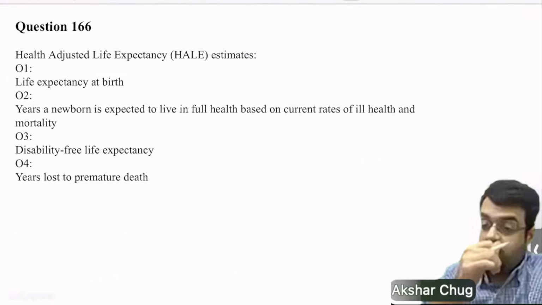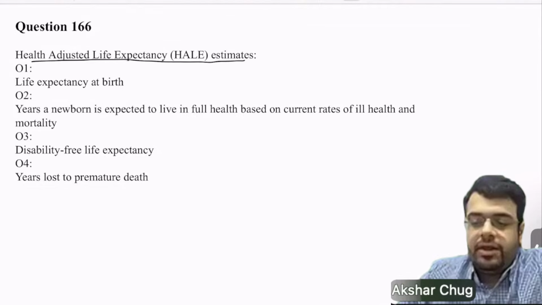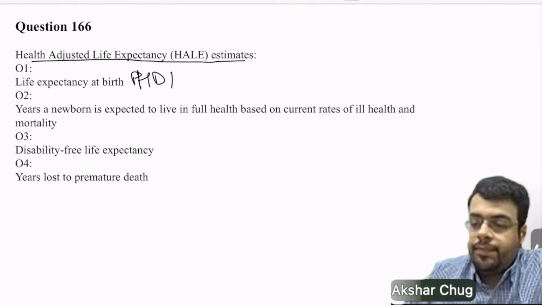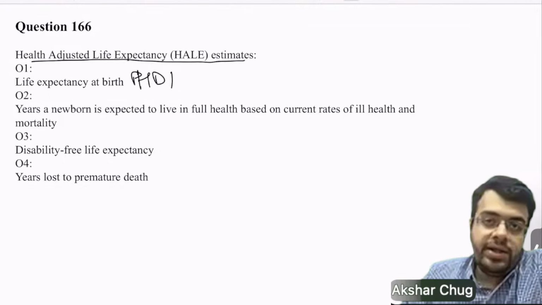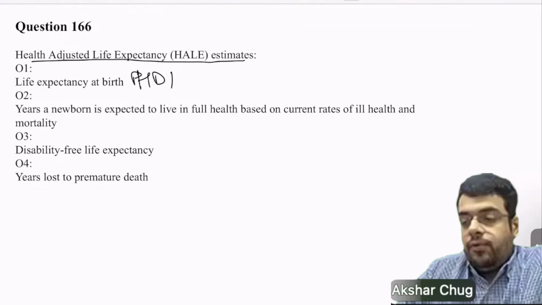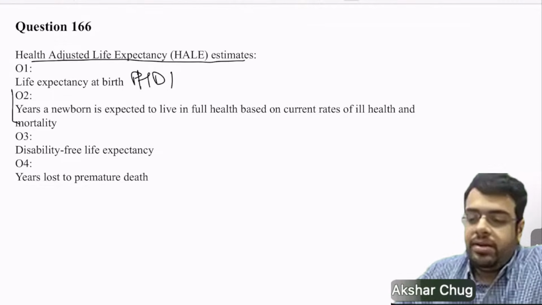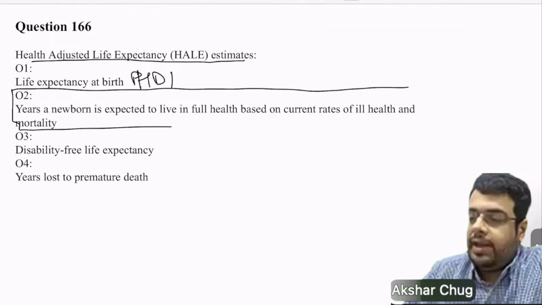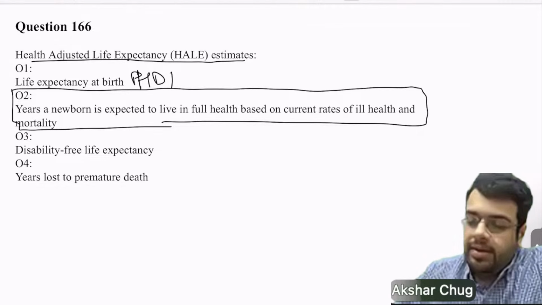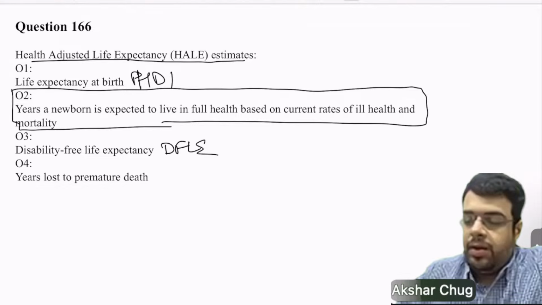Question 166, health adjusted life expectancy estimates. Life expectancy at birth is seen in HDI, whereas life expectancy at 1 year is seen in PQLI. Here, the newborn is expected to live in full health based on current rates of ill health and mortality. This is the correct statement. This is actually the definition of HALE. Disability-free life years is DFLE, whereas years lost to premature death is YLL.